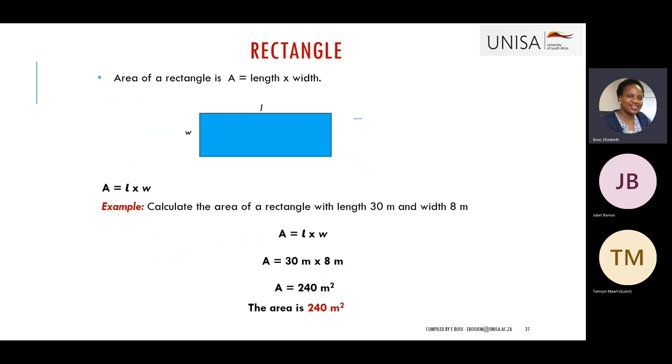The area of a rectangle will be length times width. And if we need to find the area of a rectangle with the length of 30 and the width of 8, we know that our length is 30, the width is 8. The formula is A equals L times W. You substitute the values into the formula and you will find the area will be equal to 30 meters times 8 meters, which is equivalent to 240 meter squared, because it is meters times meters.